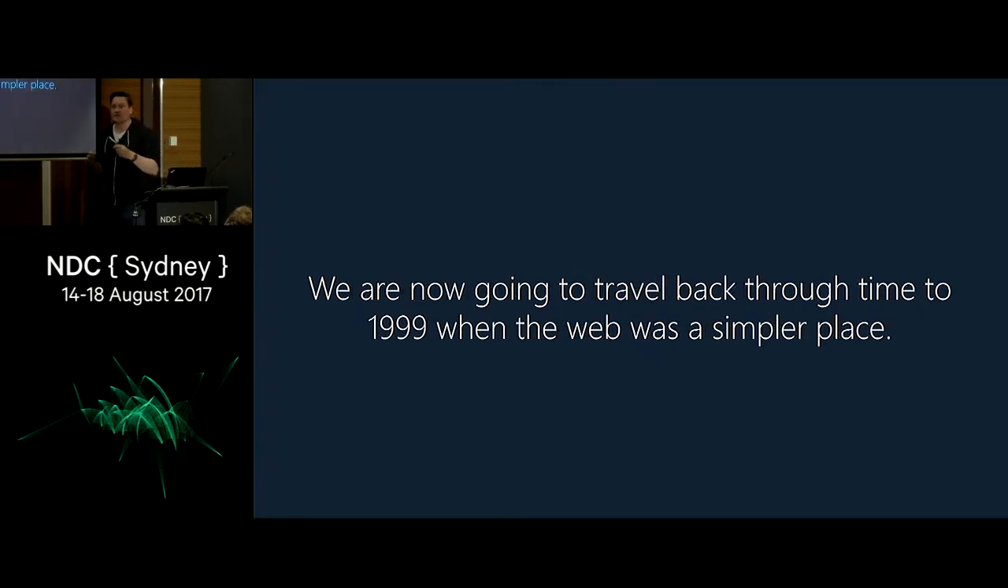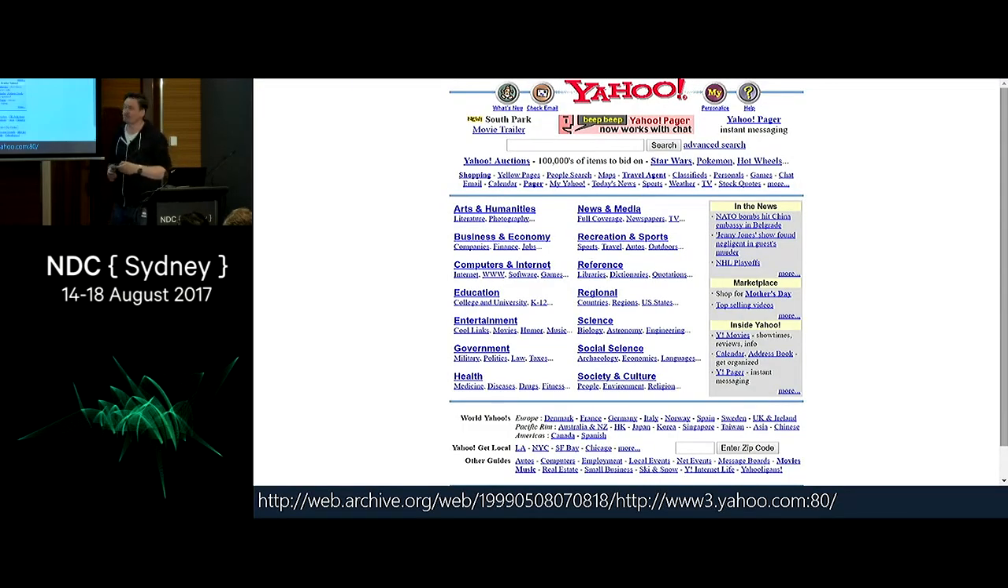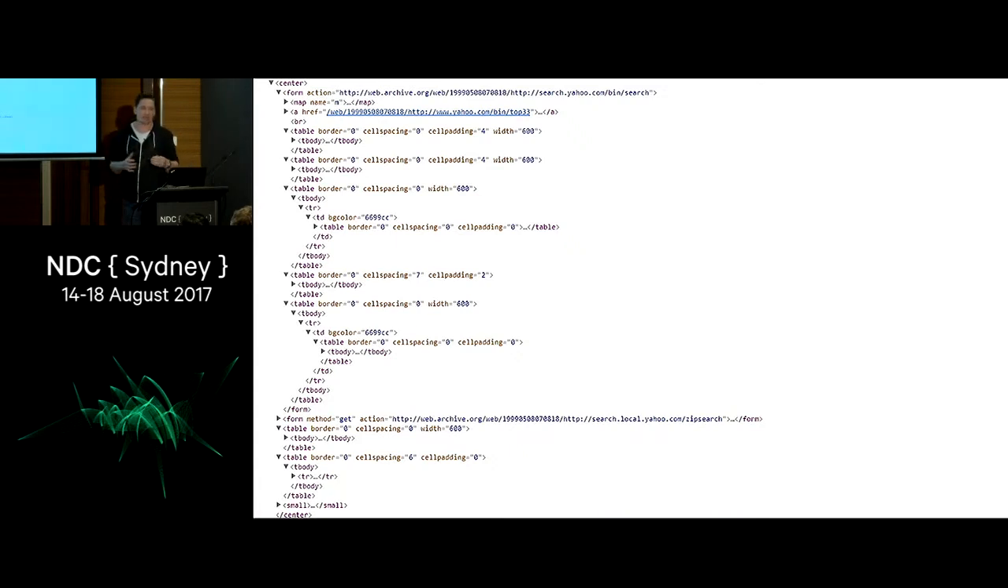So what we're going to do now is travel back in time and take a quick look at what websites looked like in 1999. This is Yahoo, one of the most popular sites on the web at that point in time. Actually, some of the content's still pretty relevant. But if you think the page looks impressive, check out the markup.